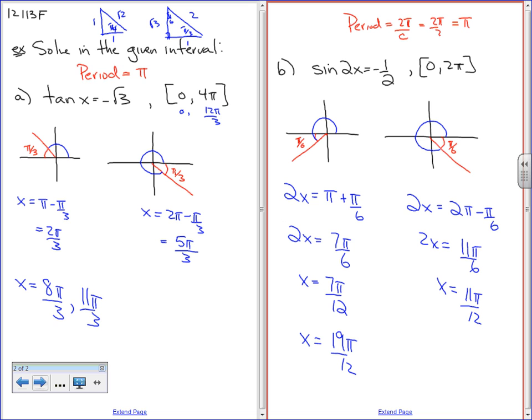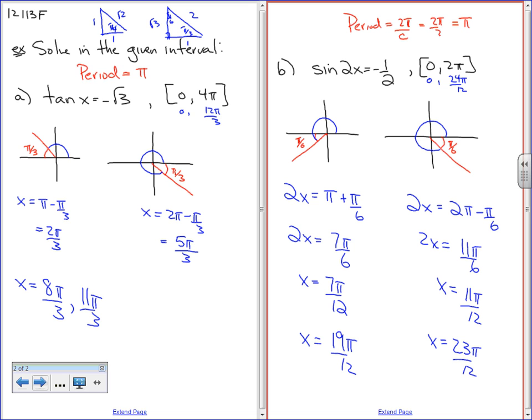Because if I put this over 12, this is from 0 to 24 pi over 12. So any answers less than 24 pi over 12 are going to fit inside my range. But if I add on another pi, I'll be outside of my range, so I'm done with that one. Move over to this guy here, add on a multiple of the period, and I would get 23 pi over 12, which also fits inside my range, but if I add on again, I'd be outside my range.